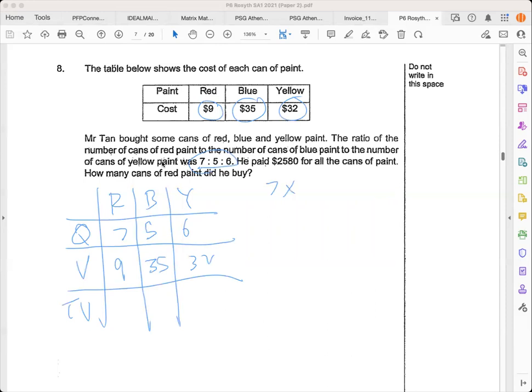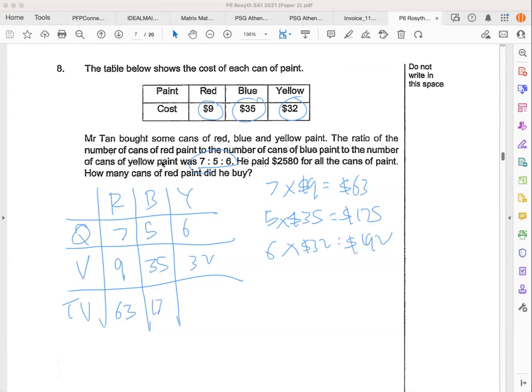7 times $9 gives you $63. Okay, so this is 63. Then this is 5 times $35, and that gives you 175. Then this 6 times $32. That gives you 192. So fill it up. This is 175, and this is 192.